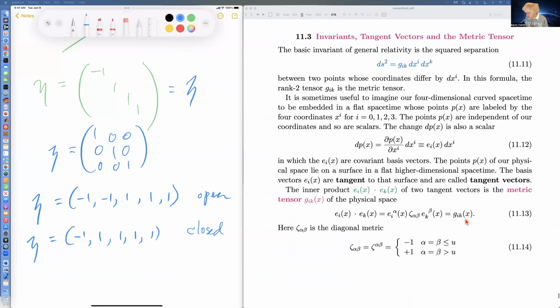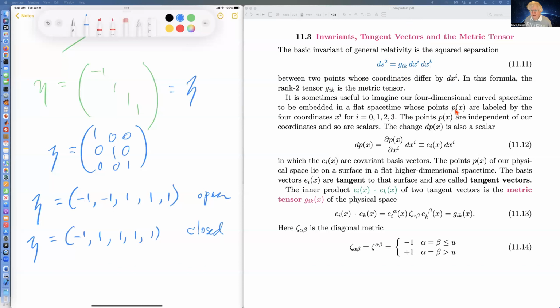Now, there are two or three big ideas that I'm going to go over today, which is just repeating what I said on Tuesday largely. The basic metric, or the basic invariant of general relativity, is the squared separation between two points whose coordinates differ by an infinitesimal differential dx^i. And the second rank covariant tensor, g_ik, is the metric tensor. This is said to be the metric of spacetime.